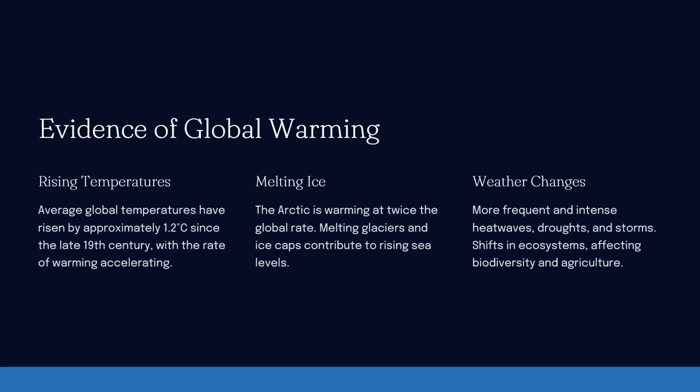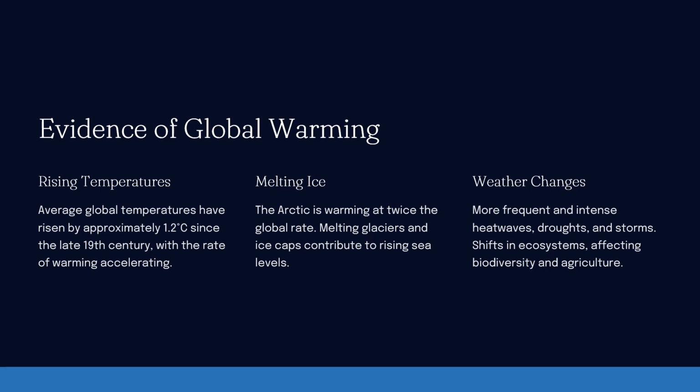Now, let's discuss the evidence that shows global warming is happening. Rising temperatures. Global temperatures have increased by approximately 1.2 degrees Celsius since the late 19th century. This rise in temperature is not gradual. It's accelerating, with the rate of warming increasing each decade. This is one of the most obvious signs of global warming.